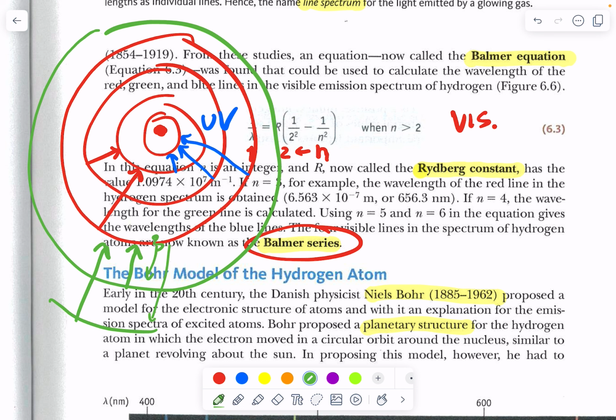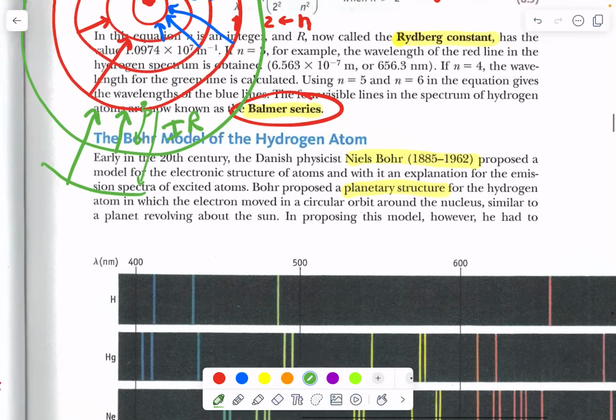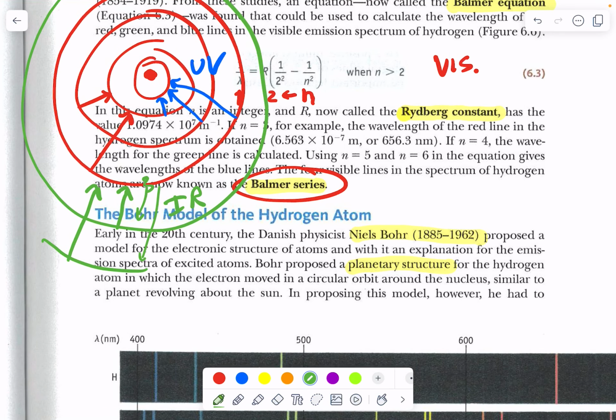So when they fall back again, because it's more stable to fall back once the source of energy has been removed, it's not quite as much energy. It's less energy than in the visible and less energy than in the ultraviolet. In other words, it would be infrared in this part. So I just explained the Balmer series. I should mention that this constant right here, R, is called the Rydberg constant, named obviously after a guy named Rydberg.